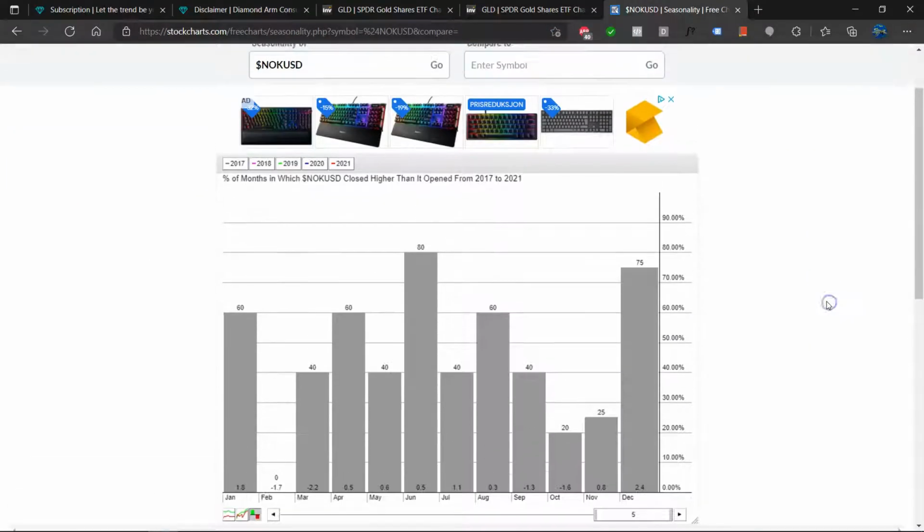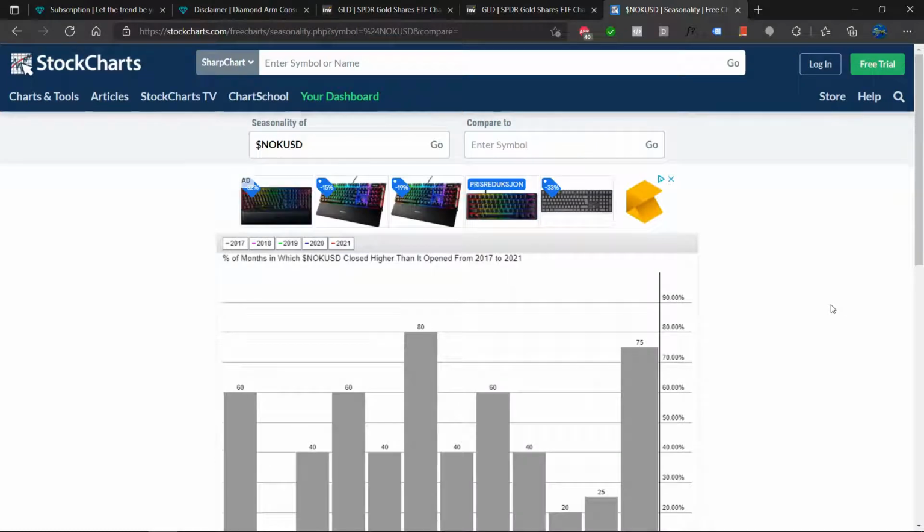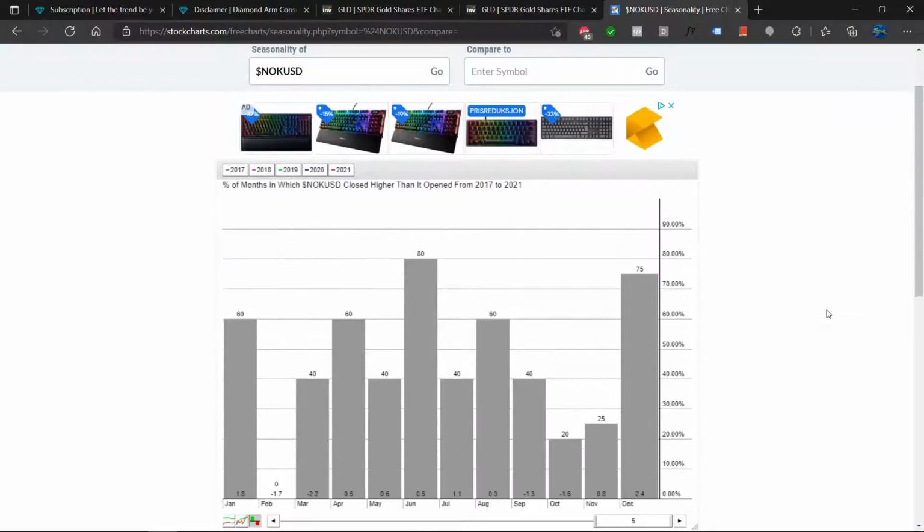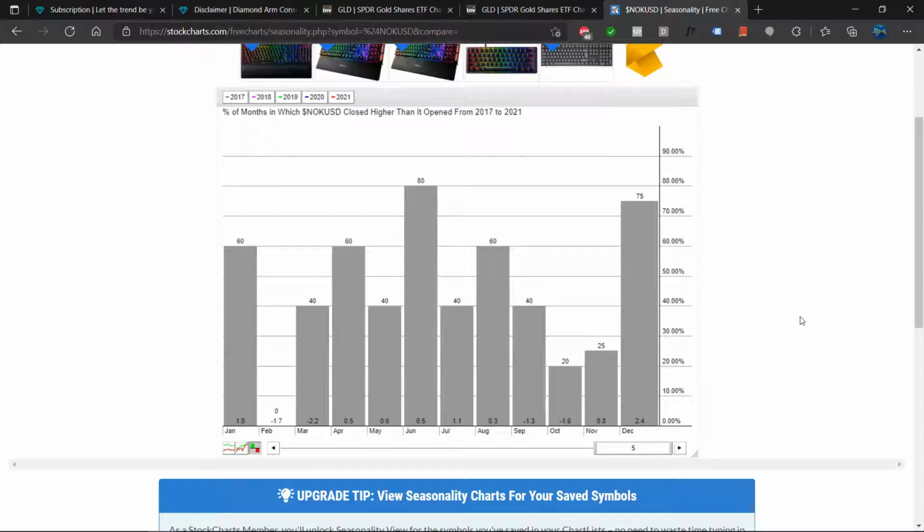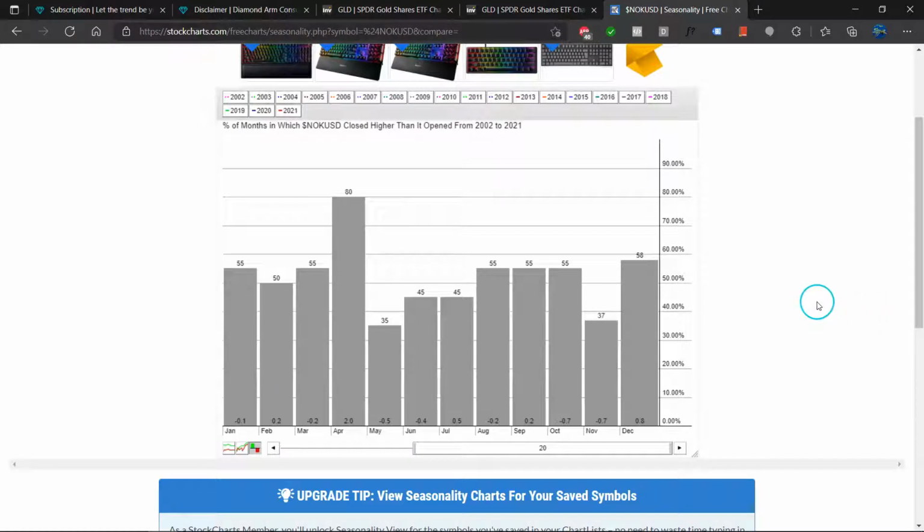When we do look at the seasonality, so here's the kicker. I did not find the seasonality for the US dollar / Norwegian Kroner, but I did find it for the Norwegian Kroner / the US dollar. It basically means that we need to kind of flip it. So let's just look at a big picture immediately. So this is the last 20 years.